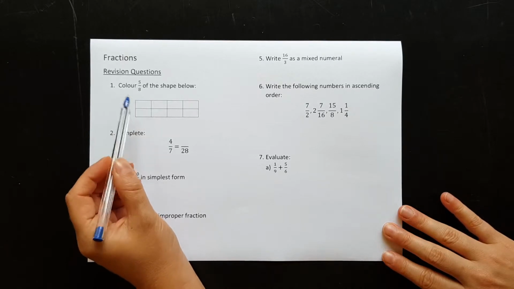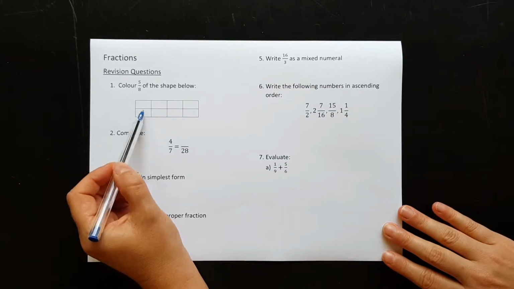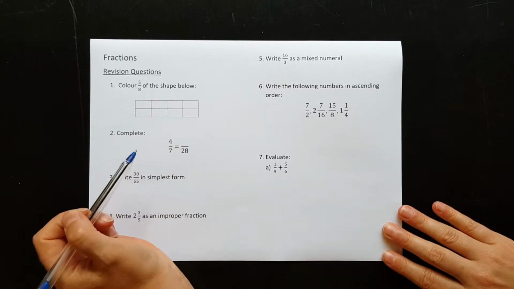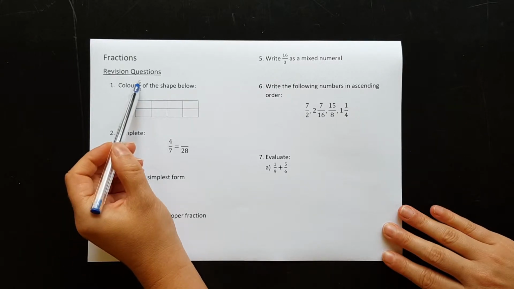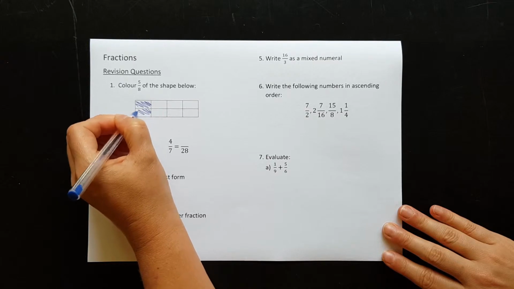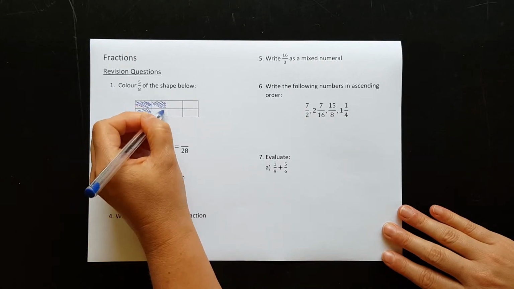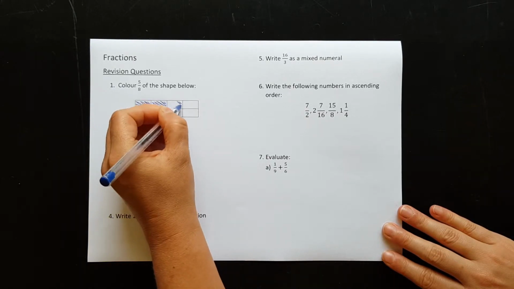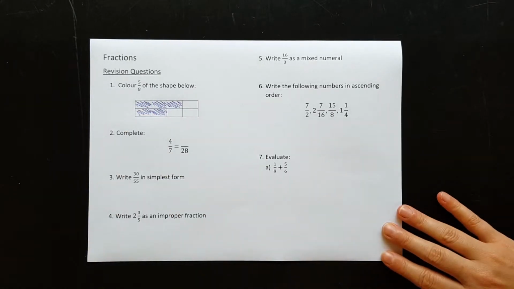Well, if they're 8s, hopefully we have 8 pieces. 1, 2, 3, 4, 5, 6, 7, 8. We do have 8. So that means we need to colour in 5 of them. 1, 2, 3, 4, 5. Any 5 that you like.